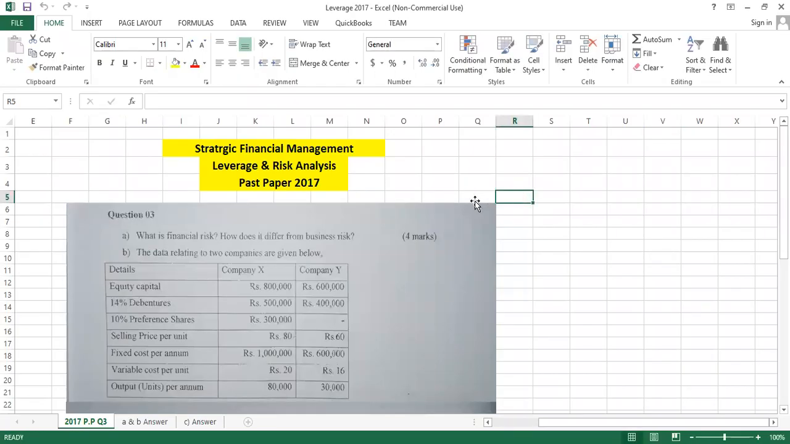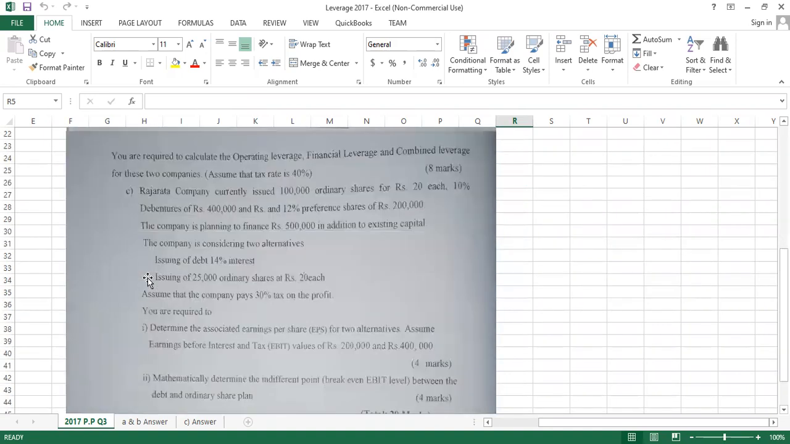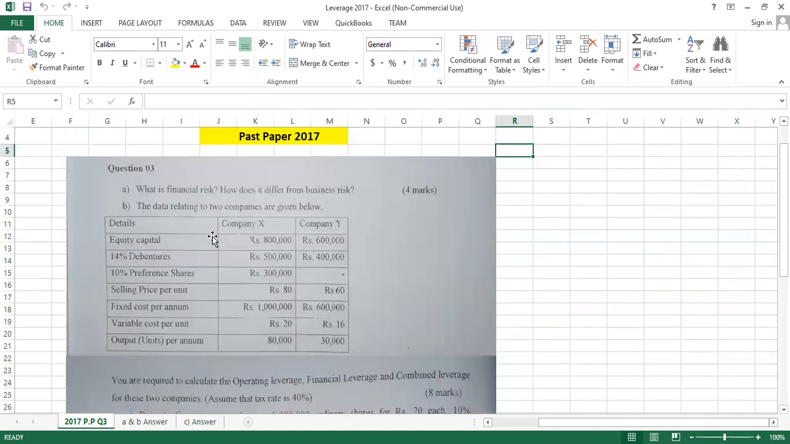Hello everyone. Today we're going to discuss the HNDA fourth year Strategic Financial Management subject 2017 past paper question. Under the 2017 past paper, we will discuss question number 3, a leverage and risk analysis related question. Question number 3 has 3 parts: A, B and C. First, we will discuss part A.